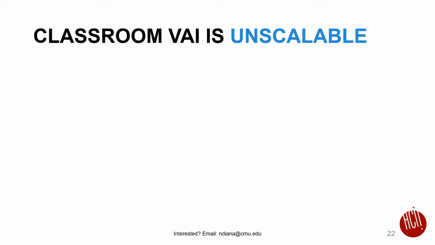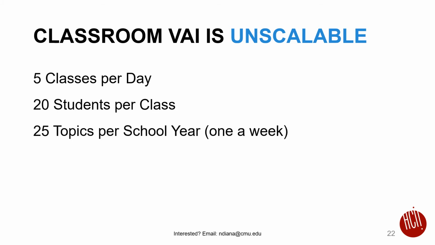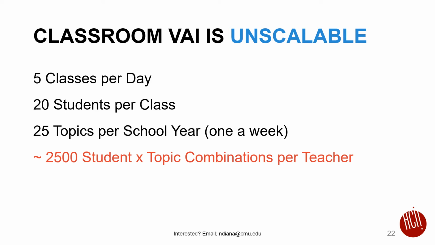Unfortunately, with one teacher, this kind of adaptation isn't scalable. So just to give an idea of the scale of this problem, if we say a teacher teaches 5 classes a day and has about 20 students per class, and each class covers about 25 topics a school year, which is about 1 a week, that ends up being about 2,500 student topic combinations that the teacher would have to memorize or know about in order to adapt instruction to each student.